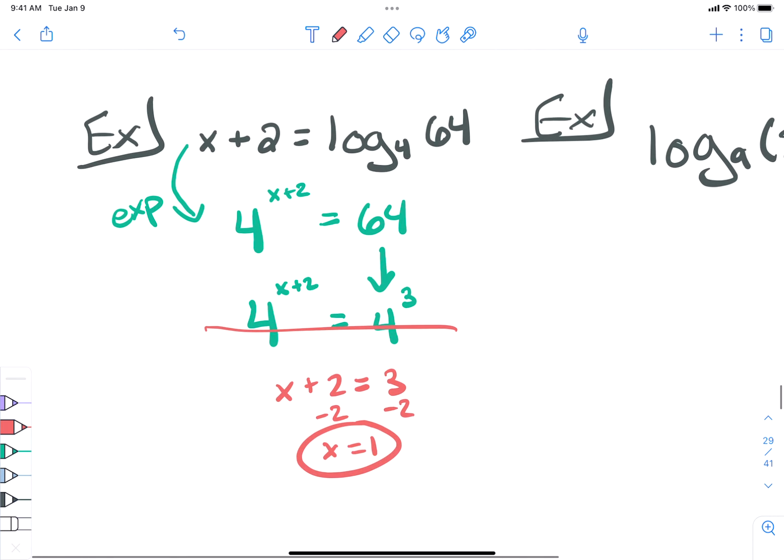I'm just showing you that when you switch it around, you still might have to do the whoop-de-doo thing, because 64 is 4 to the 3rd power. So we're just rewriting it with the same base, right? That could be a thing that you still have to do. Okay?